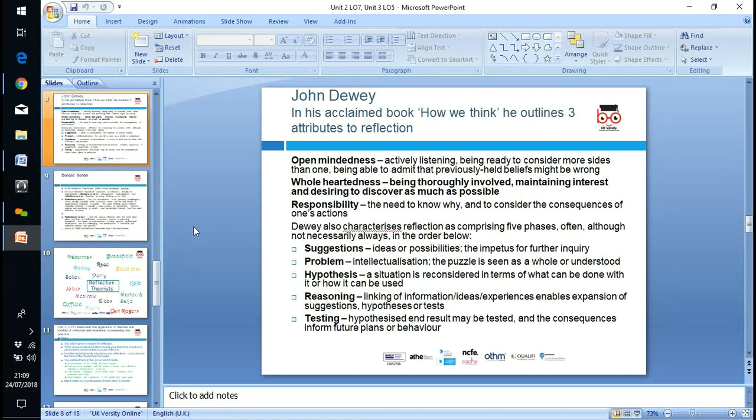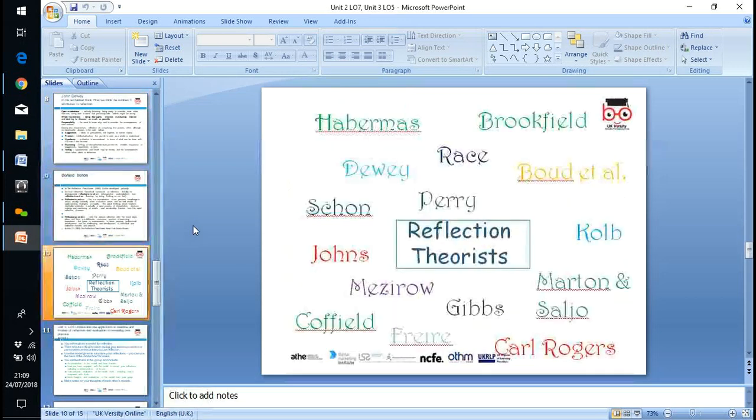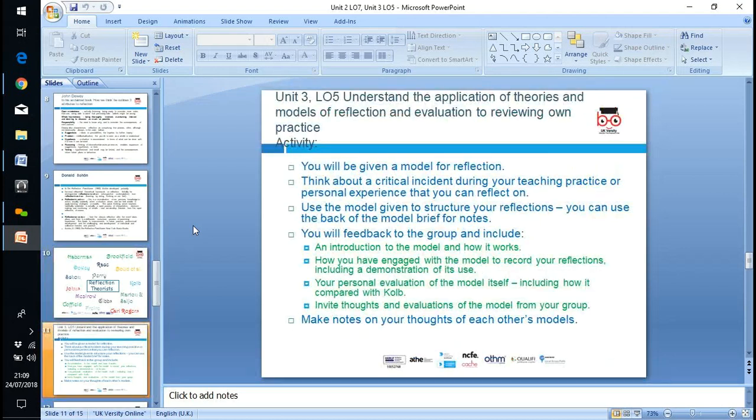So basically, the set of slides will cover quite a bit of the theory on reflection and how it goes on, which will assist you with that one quite well. Lots of names. Oh, okay.